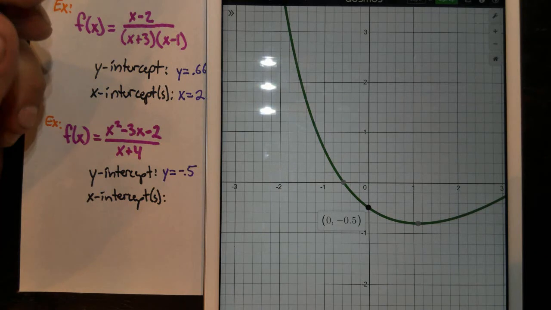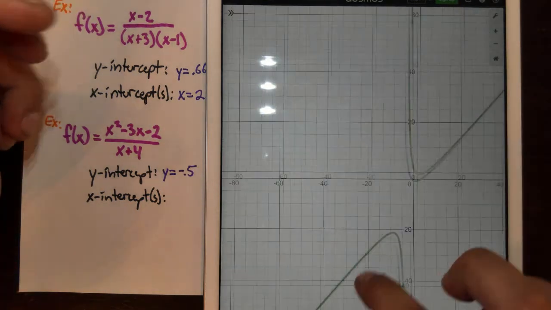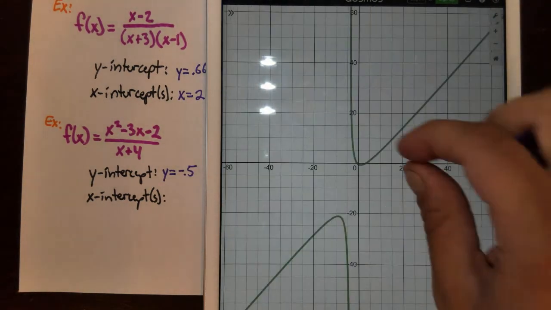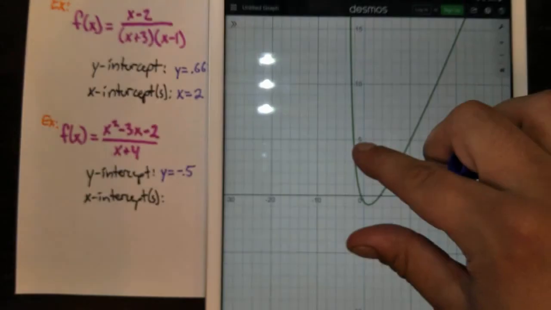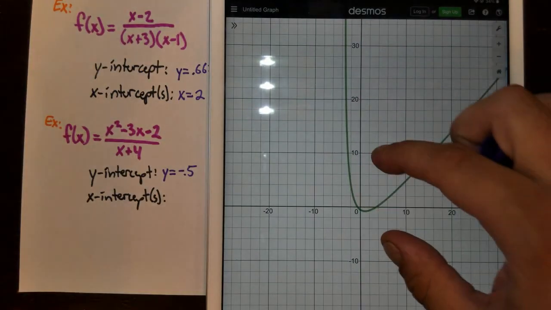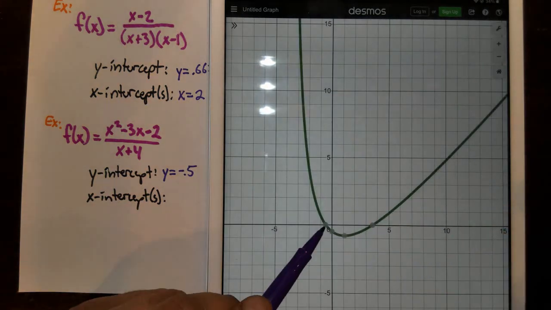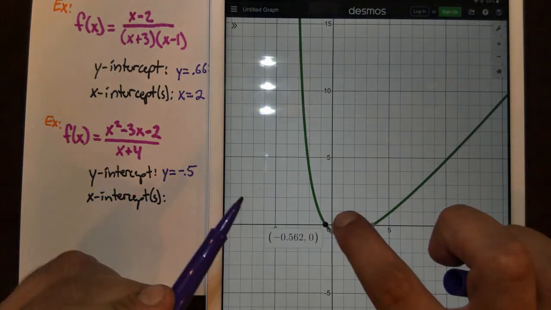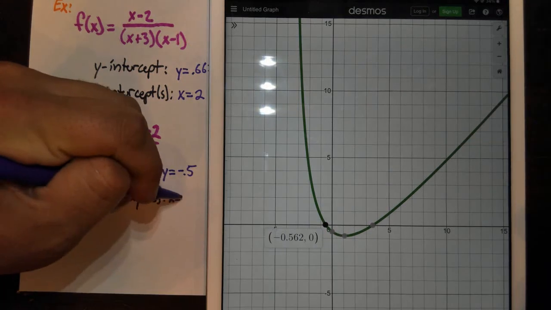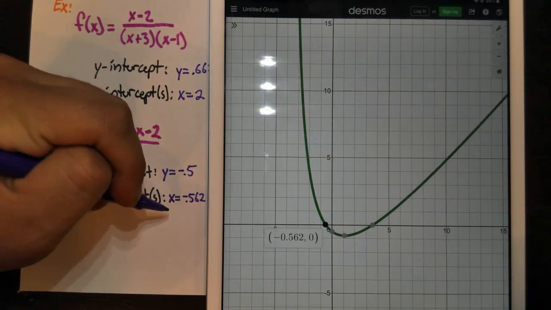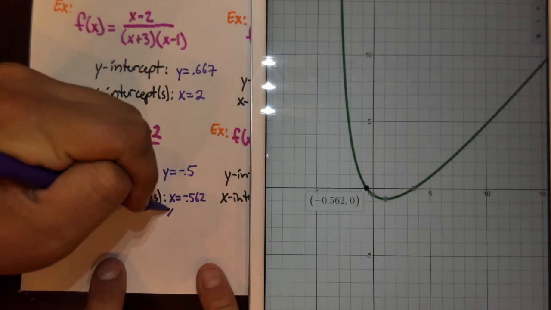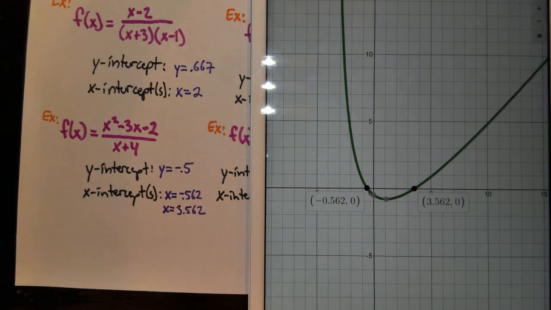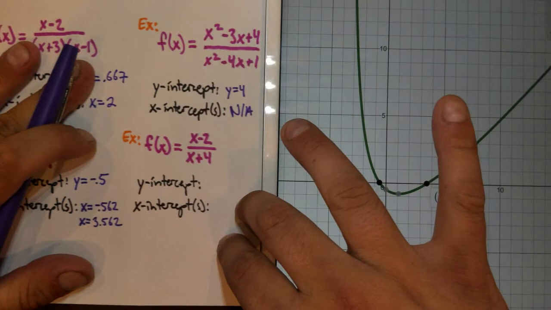And let's take a look at some x-intercepts. Let's look at this section to the left here. It looks like this left-hand section doesn't touch the x-axis. So the only x-intercepts are right here and right here. This is our y-intercept, and this is our minimum right here. So our x-intercepts are x equals negative 0.562, and x equals 3.562. Just like that.